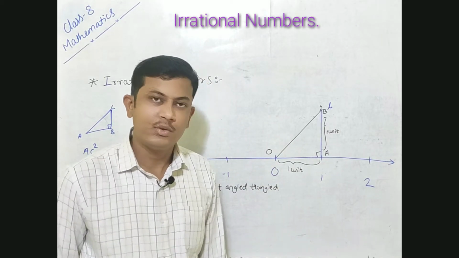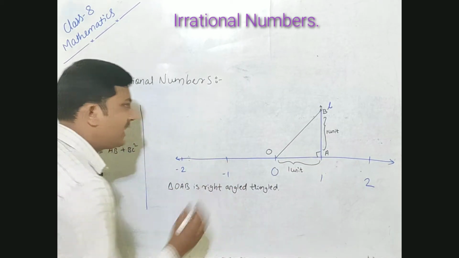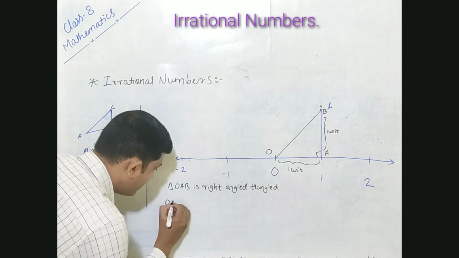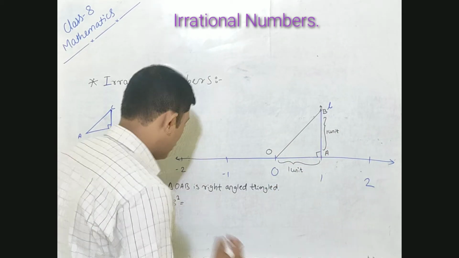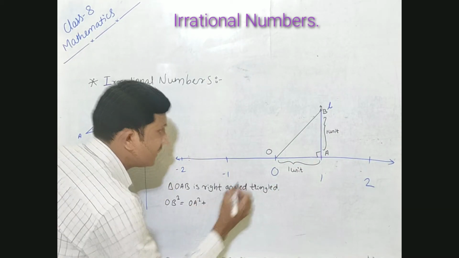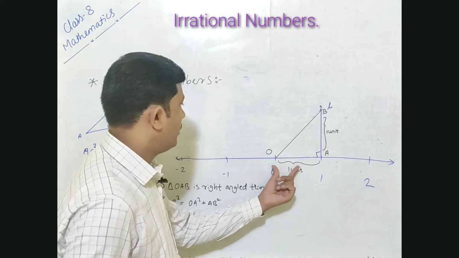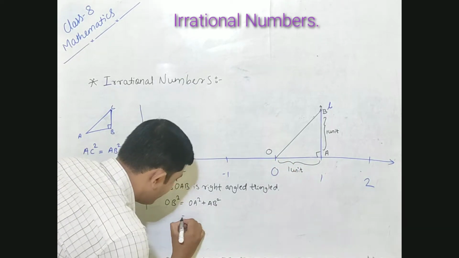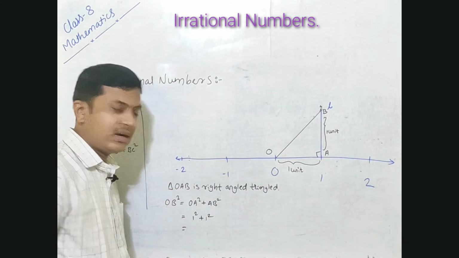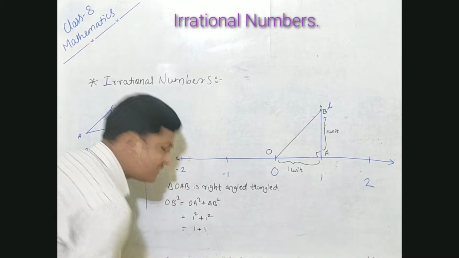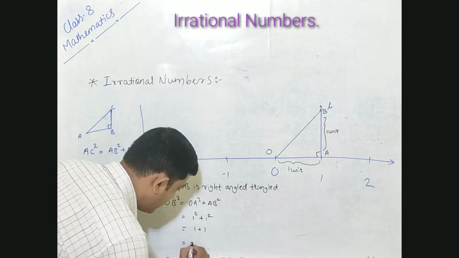Now here we can apply the Pythagoras theorem. What does the Pythagoras theorem say? That the hypotenuse side square, and here the hypotenuse side we have to find first of all, that is OB. OB square is equal to the sum of the squares of the two sides, that is OA square plus AB square. Here OA is 1 unit, that is 1 square, plus AB is again 1 unit, 1 square. 1 square is 1, and here 1 square is again 1. 1 plus 1 is equal to 2.